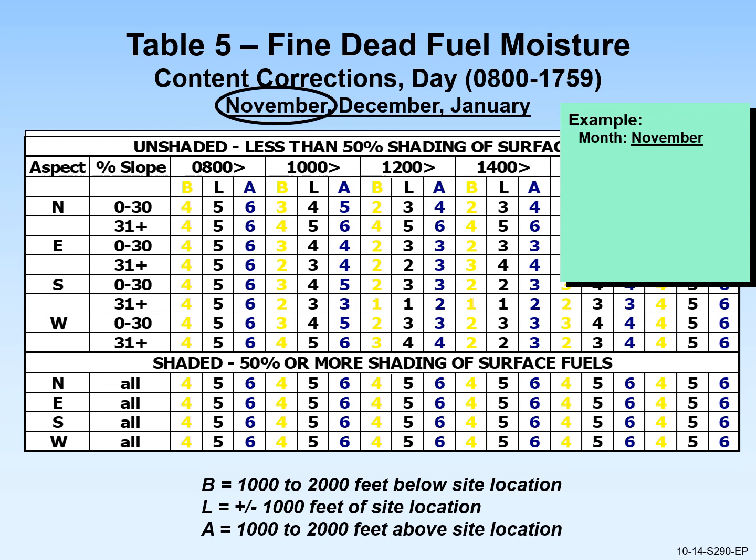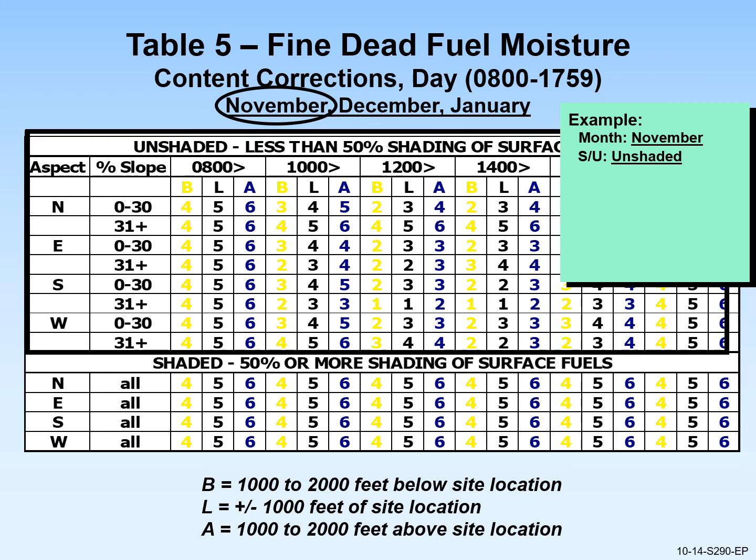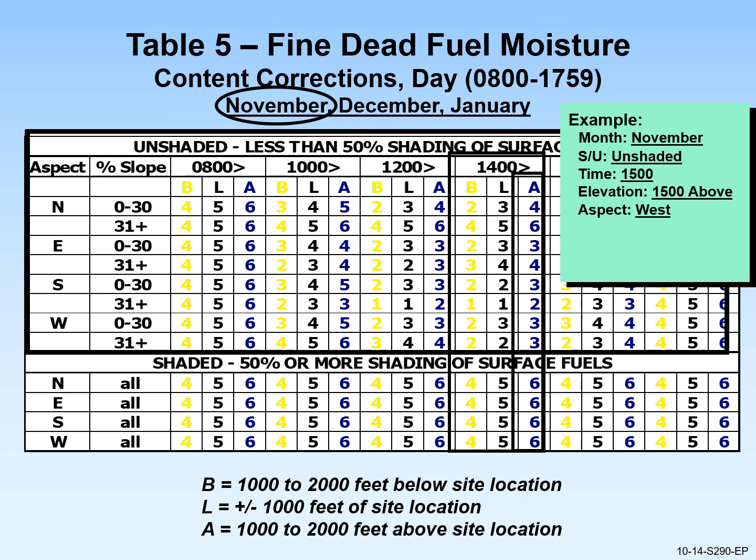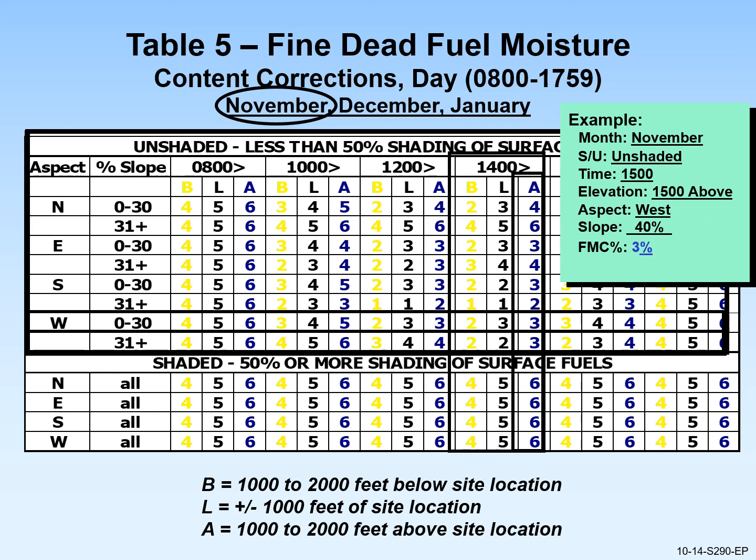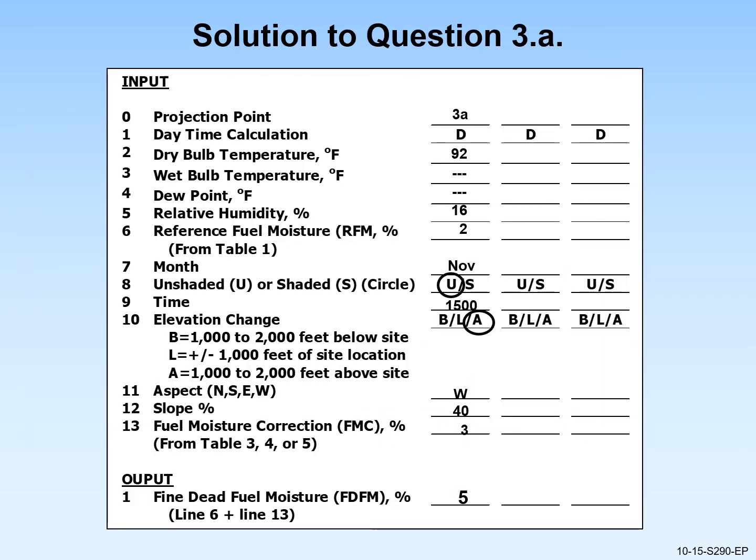We find the chart for November. We'll use the top table for unshaded fuels. We'll find the column for our time. We'll need to use the A column because we are 1,500 feet above. A western aspect, and a slope that's greater than 31%. This gives us a fuel moisture correction of 3. Add that to our initial, and we get a fine dead fuel moisture of 5.